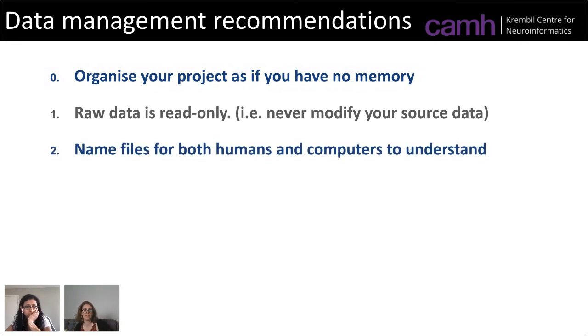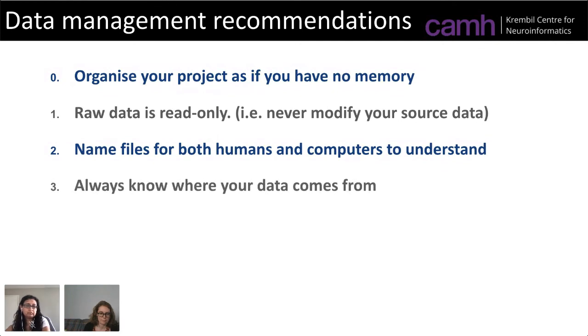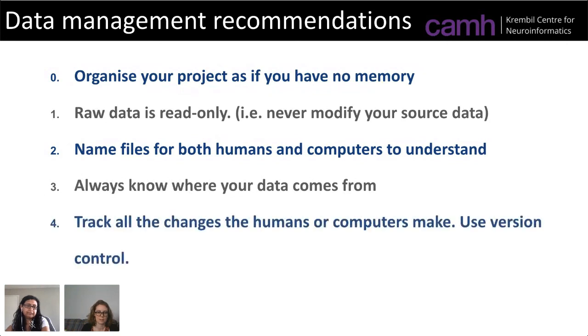Okay, the third rule, this is very simple, is name files for both computers and humans to understand. So there are some rules, I'll talk about data naming, that computers don't like, and there are some general things we can use to make humans understand our files. Three, always know where your data comes from. That kind of goes with one. Four is track all the changes that the humans and computers make, and this will come back when we talk about version control.